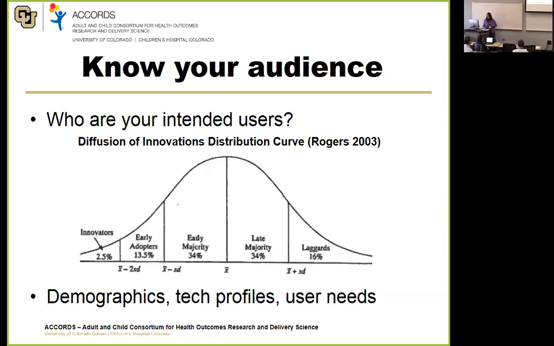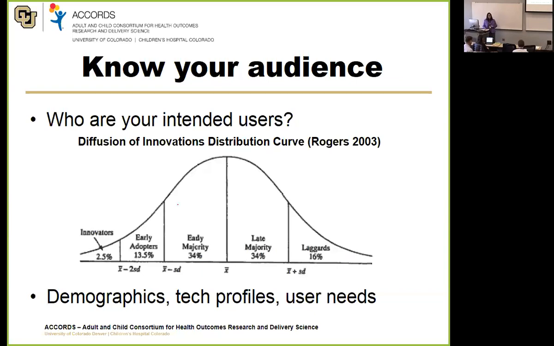At the far left end, you're going to have your innovators, about 2.5% of the population. These are the people who line up outside the Apple store for the latest model of the iPhone, right? These are the people who are not only on the cutting edge, but the bleeding edge. They're the ones who want the first of everything. They'll try something new, no matter what it is.